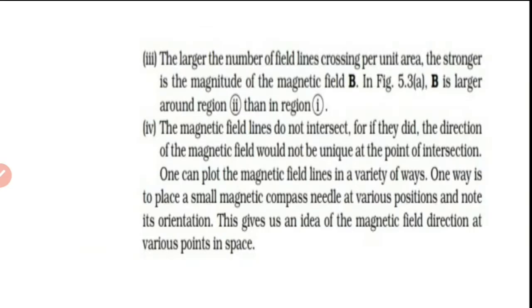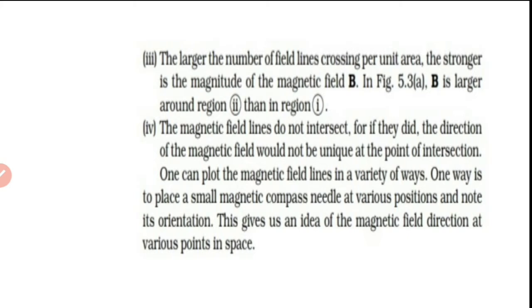Now the third point: the larger the number of field lines crossing a unit area, the stronger is the magnitude of the magnetic field. So the closer the field lines are, the stronger the magnetic field will be. Now coming to the fourth point, magnetic field lines do not intersect. If they did, at the point of intersection we would have two directions to follow for the magnetic field which is observed. So magnetic field lines do not intersect.